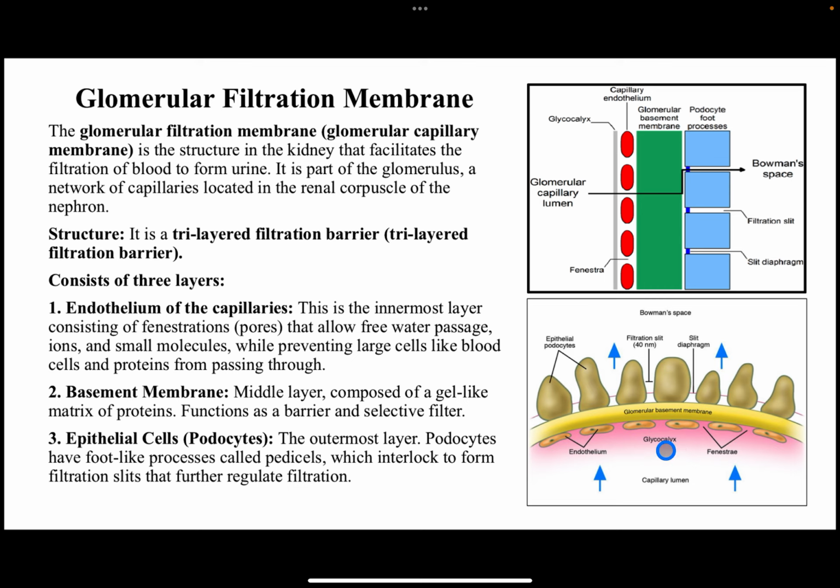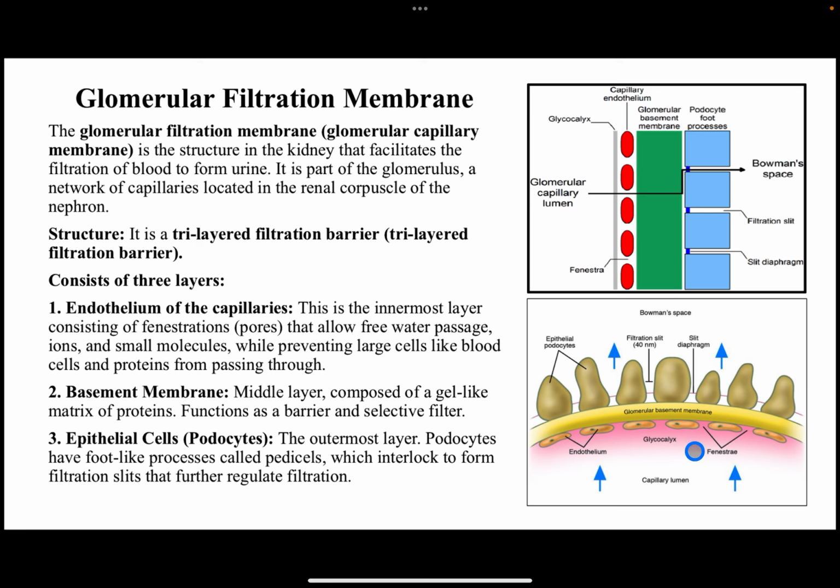From the innermost layer, the middle layer is the glomerular basement membrane, and then the last layer happens to be the epithelial cells or the podocytes.